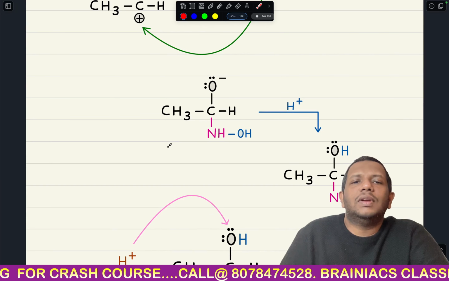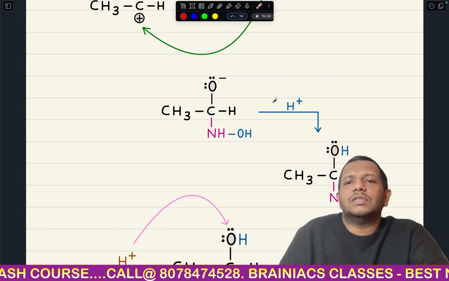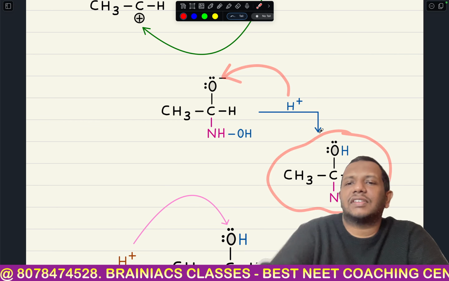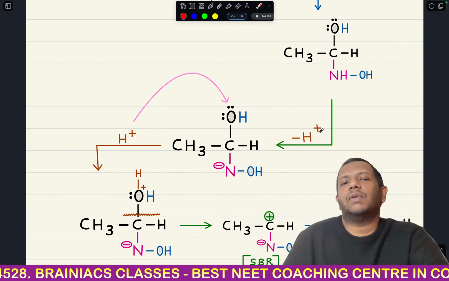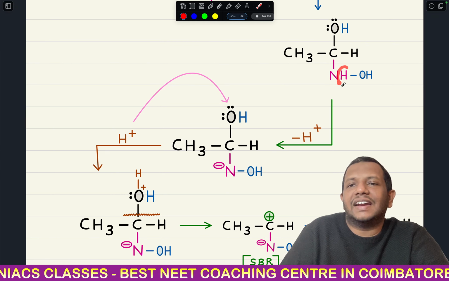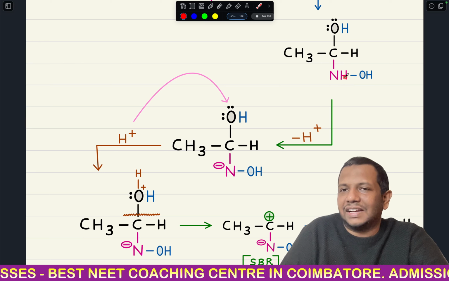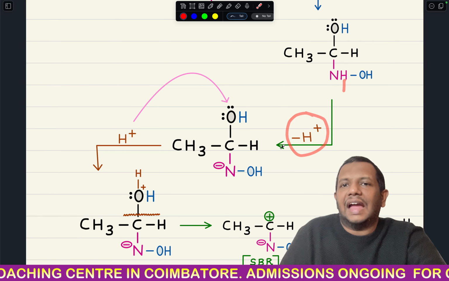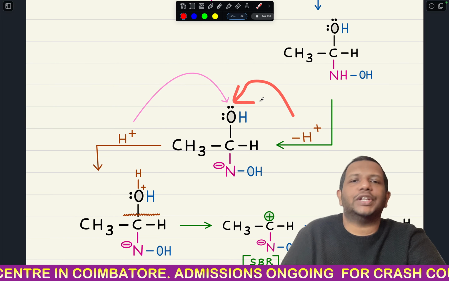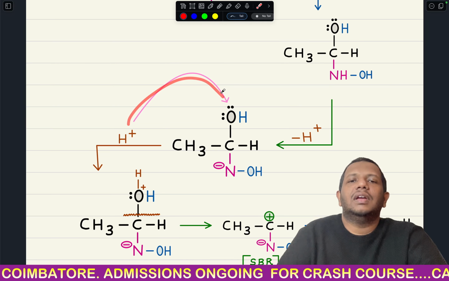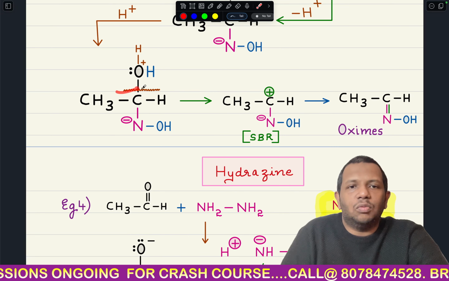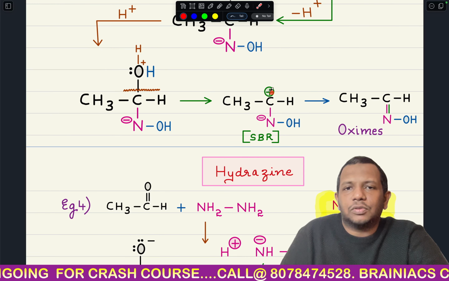Again you will get a tetrahedral intermediate. This is further attacked by H plus. You will get a nucleophilic addition product, but the reaction will not stop here. What will happen? Again there is a hydrogen present here. We know that hydrogen connected to nitrogen is acidic, so this will move out as H plus, and that will attack the OH. So again oxygen will acquire positive charge. On heating, water would be removed, so you will get a positive charge here.